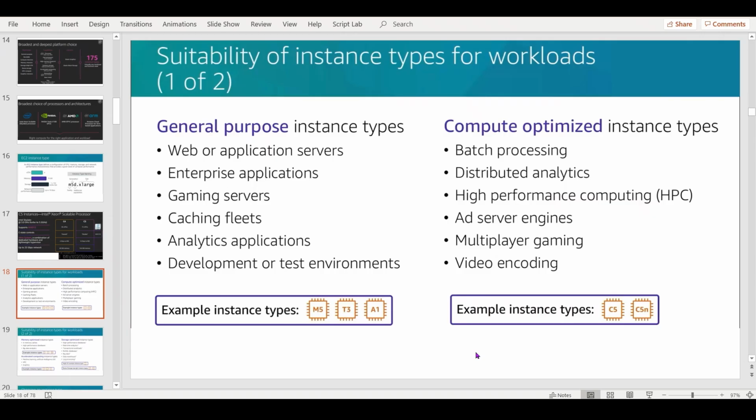Okay, so in an instance type, general purpose is very common. You can use it for these different use cases, and compute wherever you need a lot of network processing and compute processing, like the use cases listed here. So this is for general guidance, right?